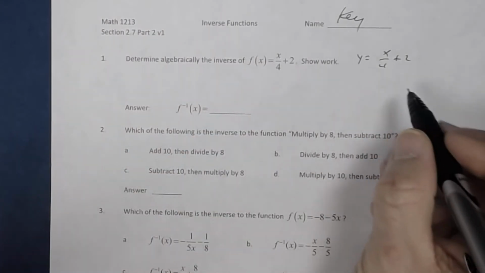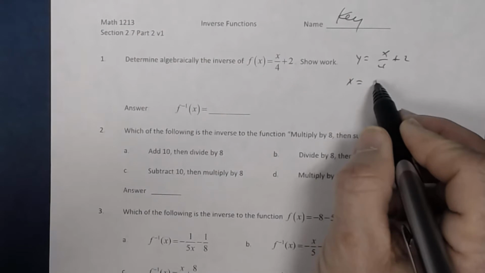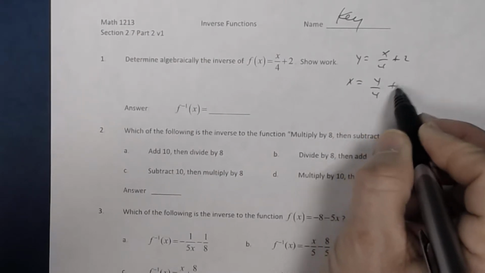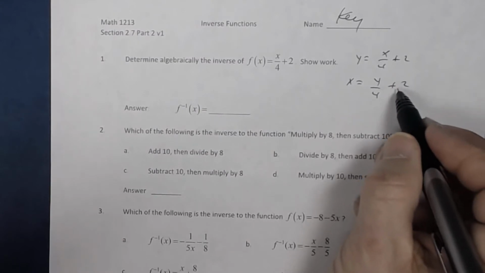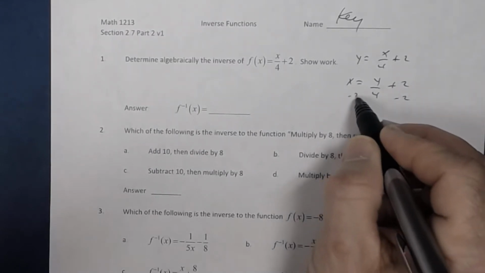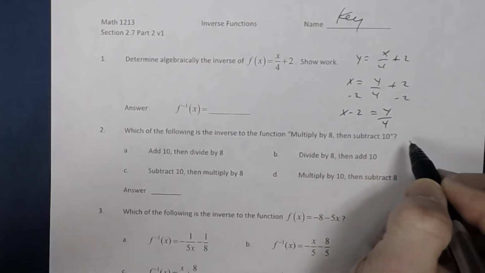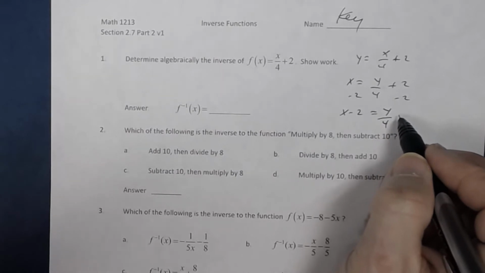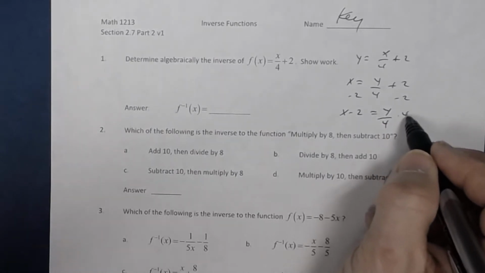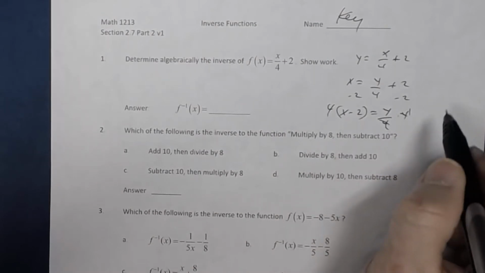All right. Then remember, the next step is to interchange the coordinates. So x equals y divided by 4 plus 2, and then you solve for y. So the first thing you're going to do is subtract 2 from both sides, just like this. So I get x minus 2 is equal to y divided by 4. And then to get y by itself, since I'm dividing by 4, I'm going to multiply by 4. But remember, you got to put that in parentheses. So the 4's divide out, and there's your inverse.